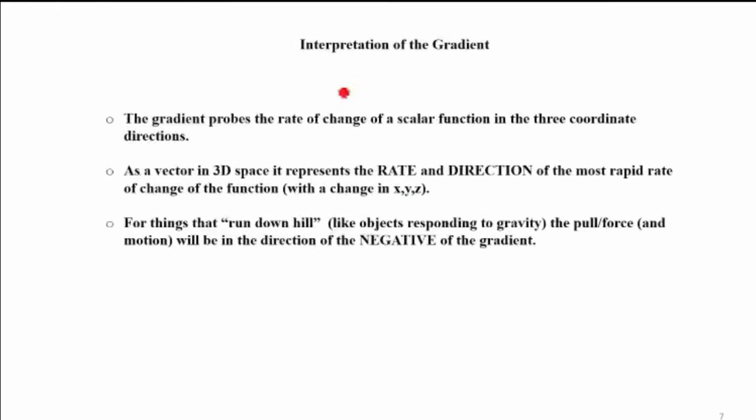So what is the interpretation of the gradient? First of all, the gradient probes the rate of change of a scalar function in the three coordinate directions. So that's assuming you're taking this derivative and you have a function that depends on x, y, z. As a vector in 3D space, it represents the rate and the direction of the most rapid rate of change of the function, with changes in the coordinates x, y, z. I would just mention that for things that run downhill, like objects responding to gravity, the pull of the force and the motion that results will be in the negative direction of the gradient.